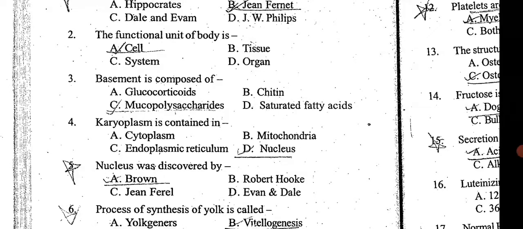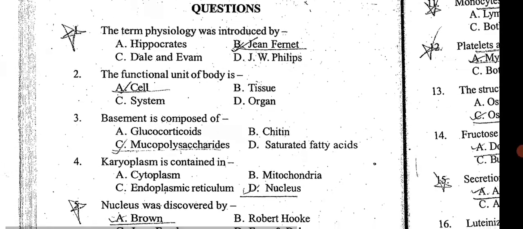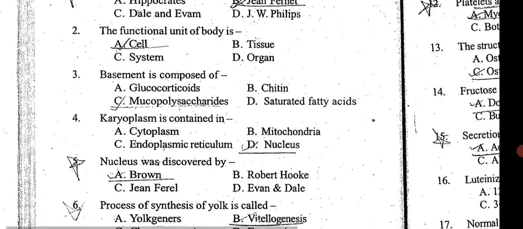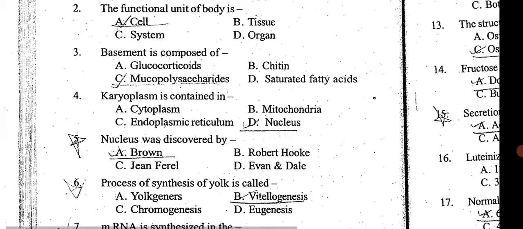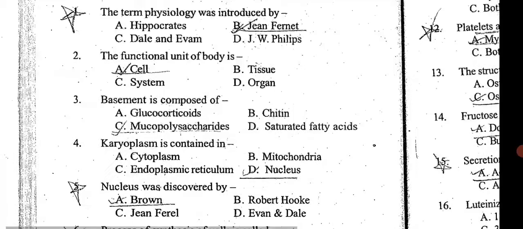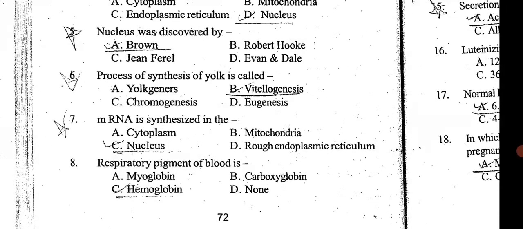The basement membrane is composed of mucopolysaccharides. The functional unit of the body is the cell. The term physiology was introduced by Jean Fernet. The nucleus was discovered by Robert Brown. Robert Hooke discovered the cell, and Jean Fernet coined the term physiology.